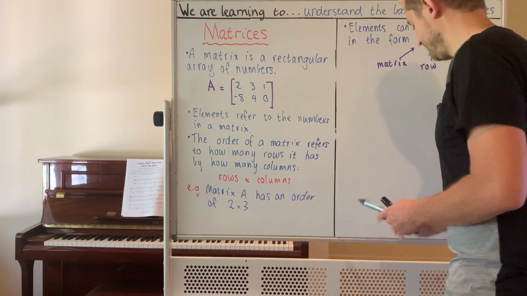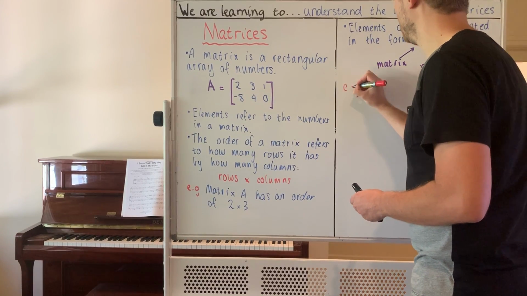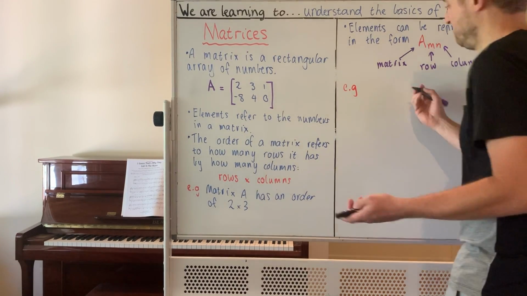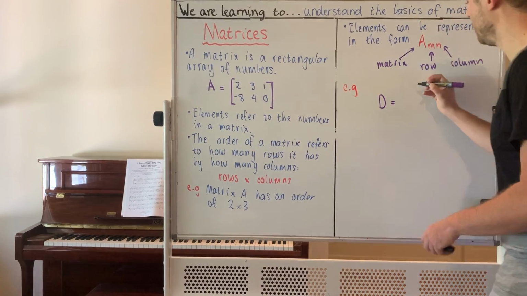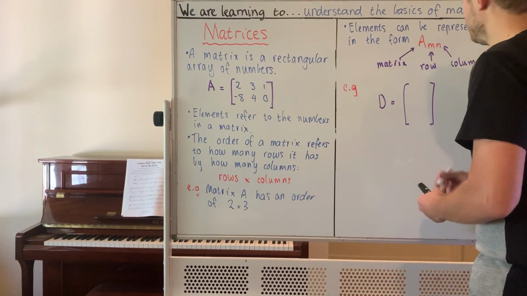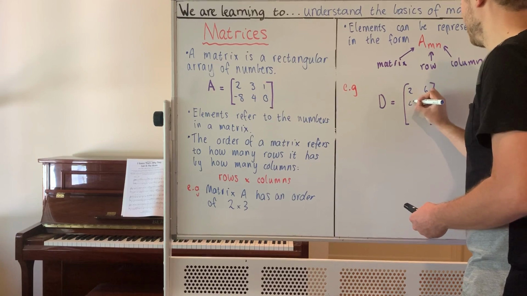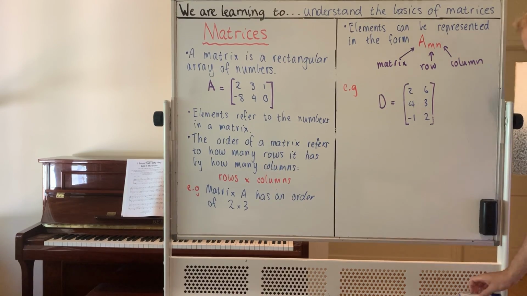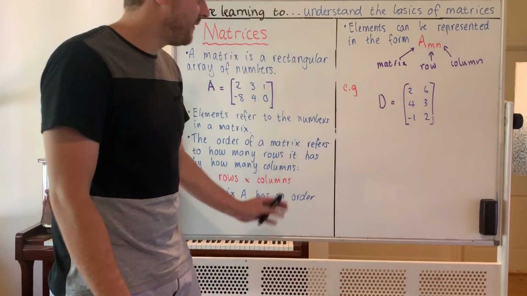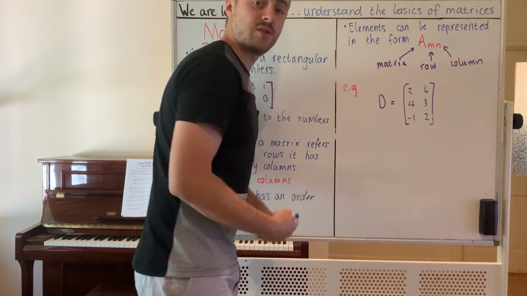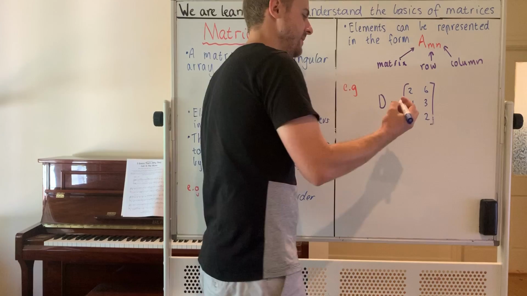So let's look at some examples. Say we've got a matrix. It's defined by, we'll say D. And it has some elements in it. Alright, so say we want to answer some questions about this matrix. First of all, its order. Alright, look at the number of rows. 3 rows, 2 columns. Therefore, its order is 3 by 2.